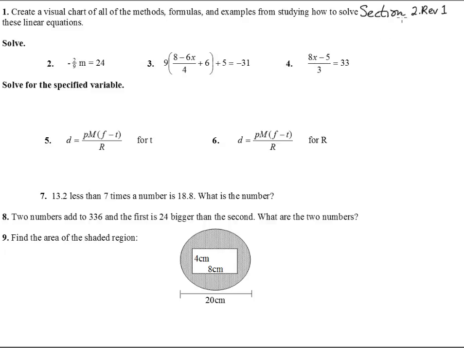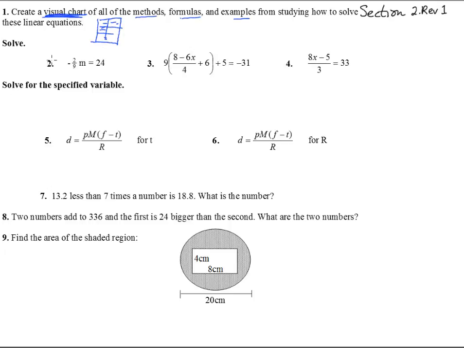Here we are in section 2 with the review 1, chapter 2 point review. Number 1 says create a visual chart. Don't forget to do that. Create a visual chart of all the methods, formulas, and examples from studying how to solve these linear equations. So, as a review of chapter 2, create that little cheat sheet where you divide it up into the sections and put the formulas in here. Make it look really good, and that'll help you study for the test.